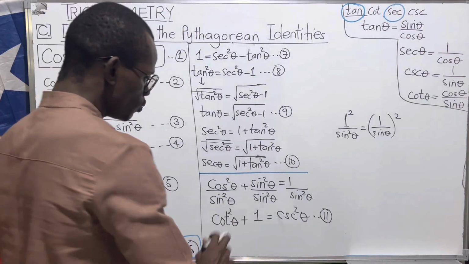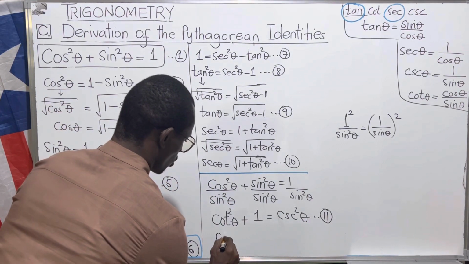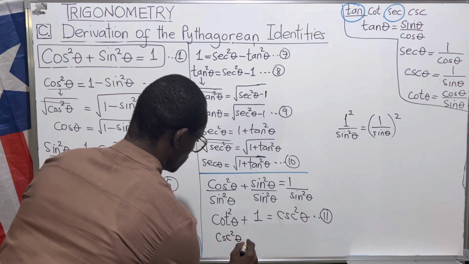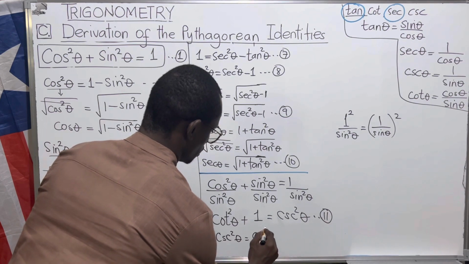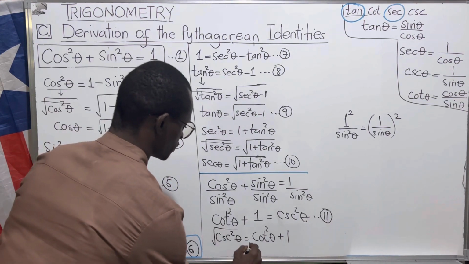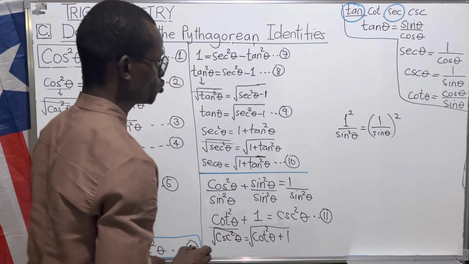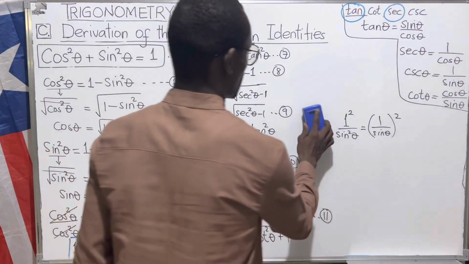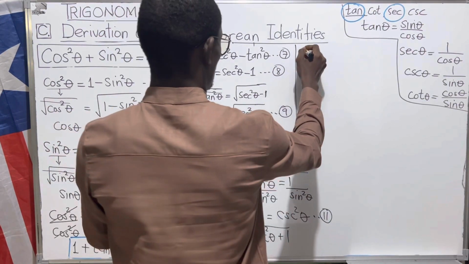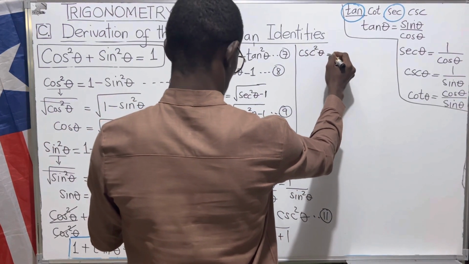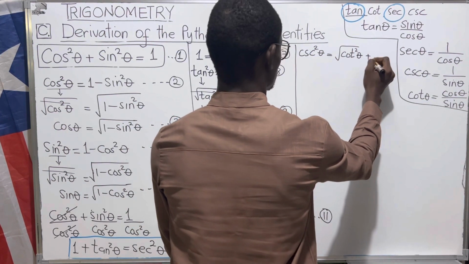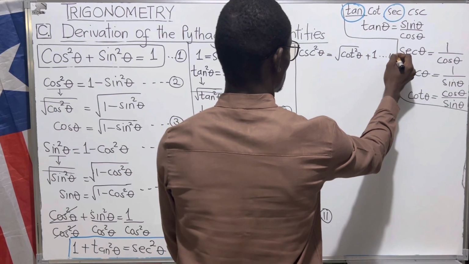What if we just want to solve for only cosecant? It means cosecant square theta equals cot square theta plus 1. We can take the square root on both sides, and then the square root cancels this square. So we will now have cosecant theta equal to the square root of cot square theta plus 1. So we can call this identity number 12.